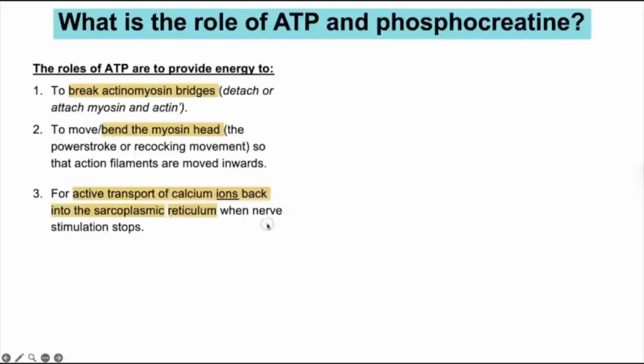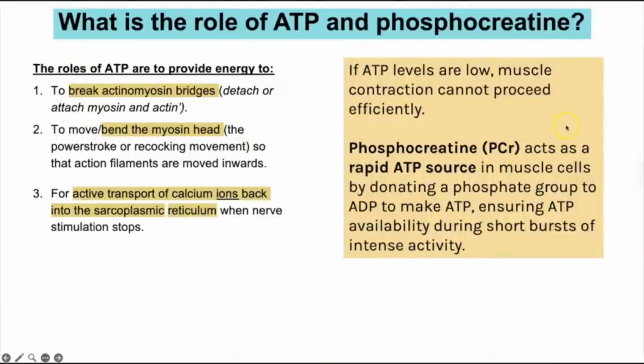So some common questions. What's the role of ATP and phosphocreatine? Here are your standard answers if this came up. So the ATP is hydrolyzed and the energy will then break the actinomyosin bridges, or it's to move or bend the myosin head back to its original state, and for the active transport of those calcium ions. So if ATP levels are low, muscle contraction can't happen effectively.